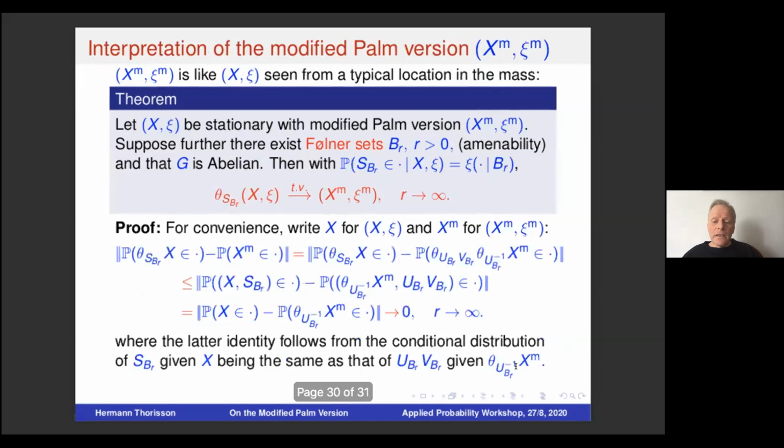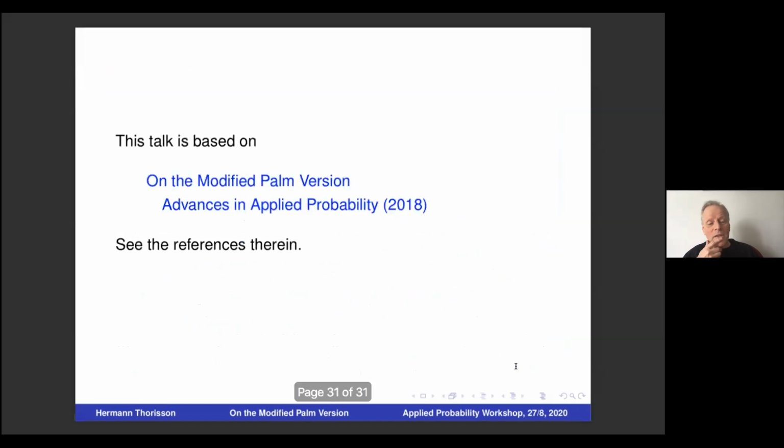Okay, and here is the end of the proof, and then here is a reference, only one, and there are a lot of references in that paper. It has a historical section at the end.